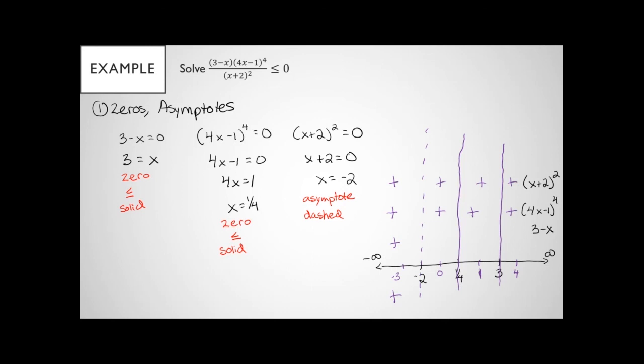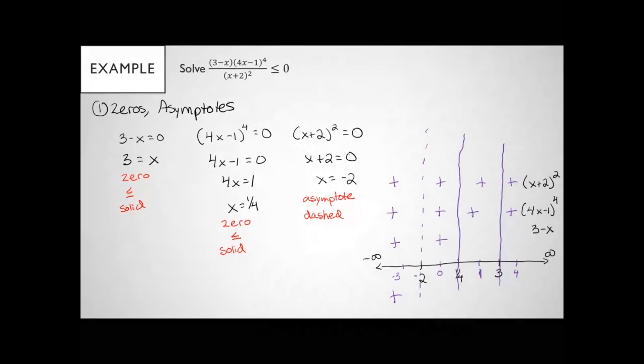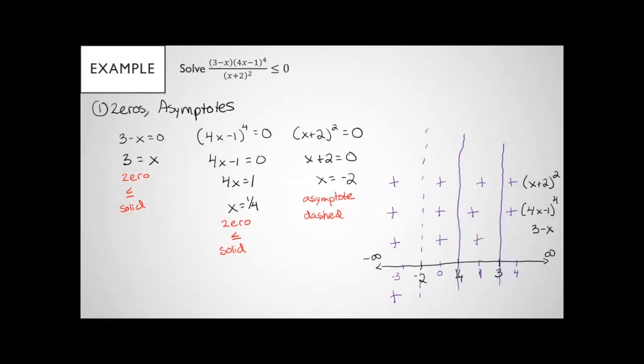So 3 minus 0 is 3, so that's positive. Then I have 3 minus 1, which is positive, that's 2. And then I have 3 minus 4, which is -1, and that's a negative. So I've got positive, positive, positive, and then that's a negative.